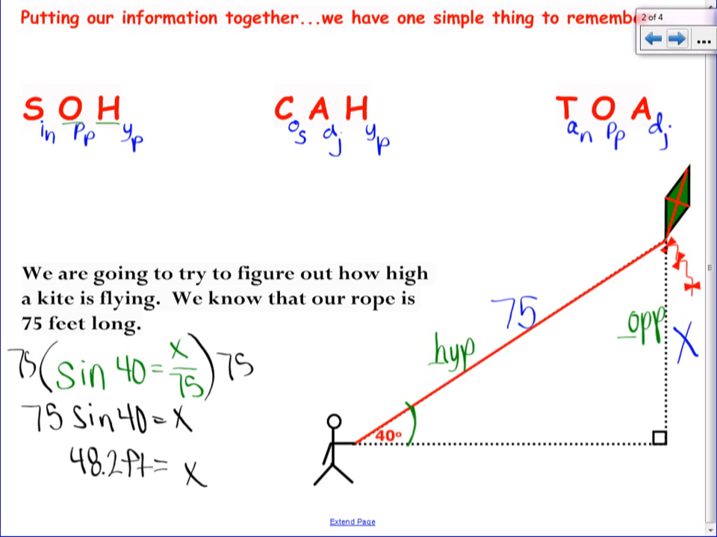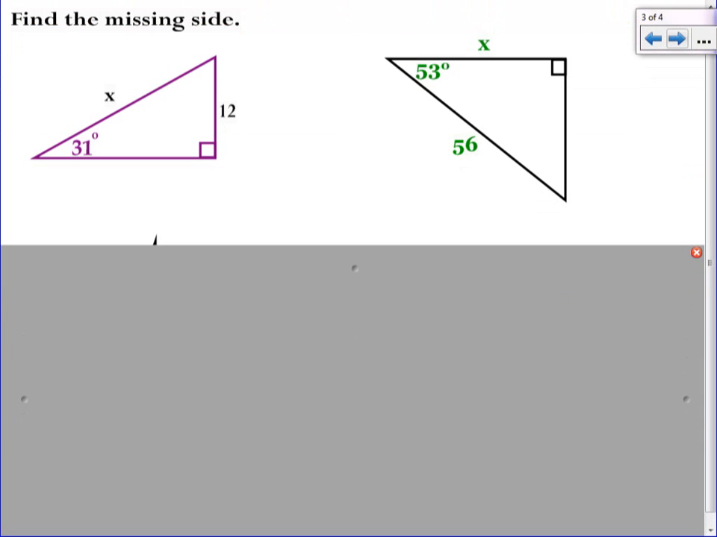Questions? Okay, very similar to yesterday. So we're just going to try a couple of these. We're going to go a little bit quicker than yesterday because we kind of know what we're doing now. We just have to figure out which button to use.